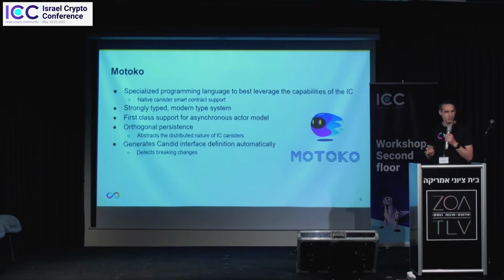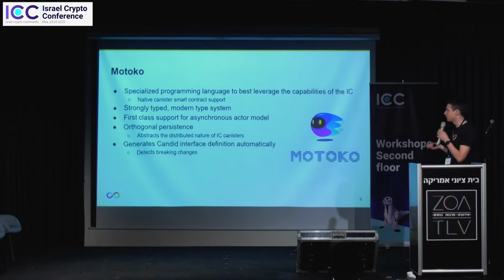It's strongly typed with a modern type system, so you can do all the fancy stuff like destructuring values, you can do null checks in the type system, stuff like that. It also has first-class support for the asynchronous actor model, so a smart contract on the internet computer is represented as an actor, which is an entity that just holds or encapsulates all its state and communicates with the outside world using only asynchronous methods.